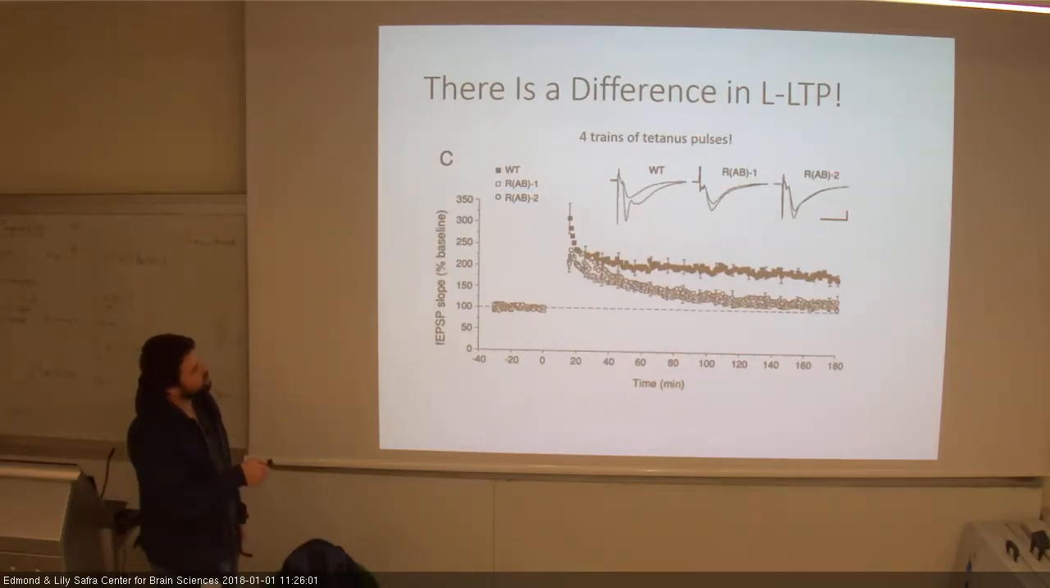And here they show the individual responses. I think it's 180 or 120, I don't remember. This is before the tetanus pulses, and this is after tetanus pulses of the wild type relative to the RAB1 and RAB2. What they actually measure here, the fEPSP slope, is this slope here. So you can see that the slope is much sharper in the wild type relative to the RAB1 and RAB2.